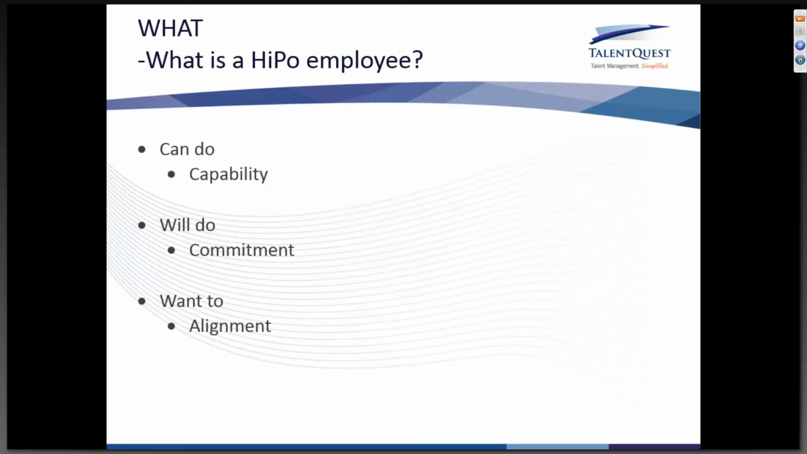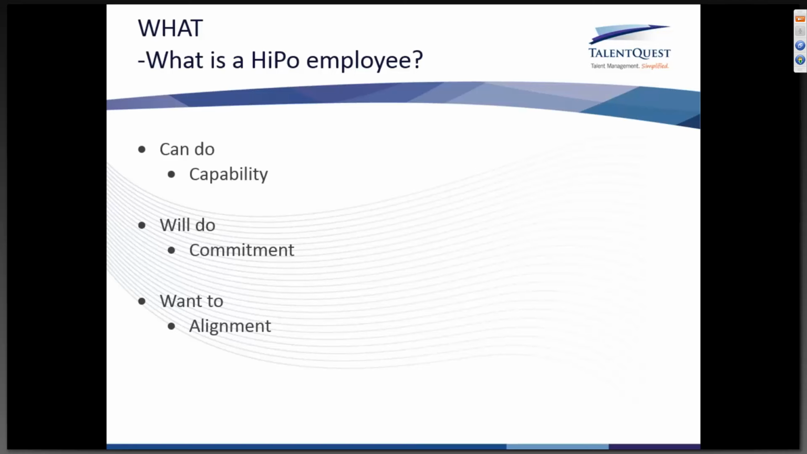So starting out, let's discuss what a high potential employee is. And one simple way of thinking about this and what you're looking for has been described by some as the can do, the will do, and the want to. Can do, as you can see on the screen, referring to an individual's capability. So that may pertain to competencies or skills, but just that capacity to be able to conduct what is being asked of them or would be asked of them in the potential role.